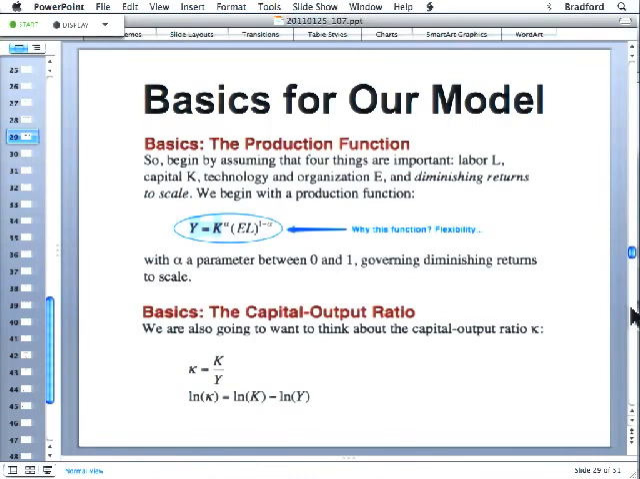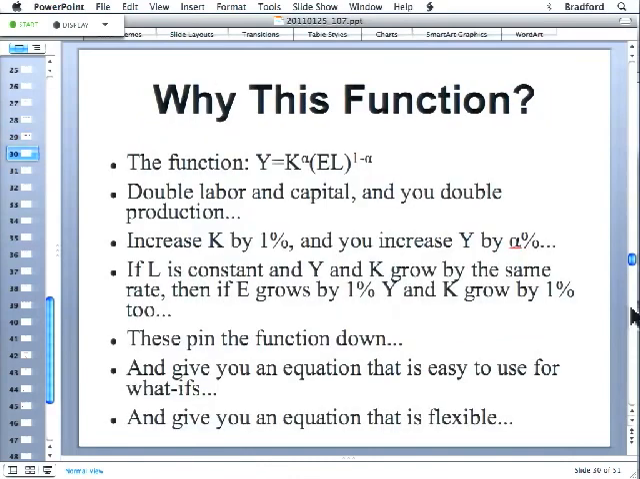So why this function? Why write down this rule that Y equals K to the alpha times (EL) to the 1 minus alpha? Or more English, that an economy's level of real GDP can be determined by taking its capital stock and then raising its capital stock to the algebraic power of some number alpha between 0 and 1, and then multiplying that by the product of the efficiency of labor and the size of the labor force in the economy, also raised to an exponential power, but in this case the power 1 minus alpha.